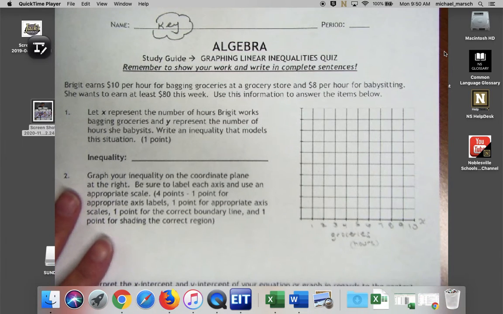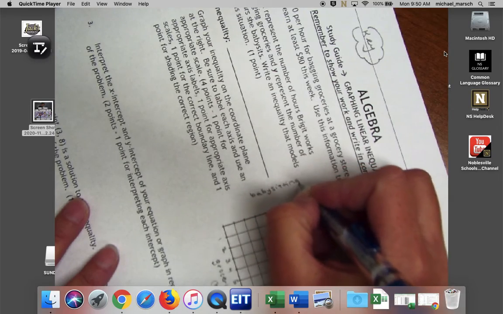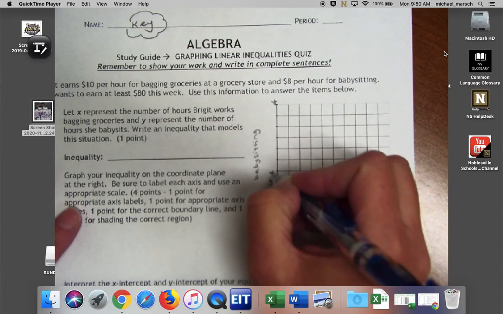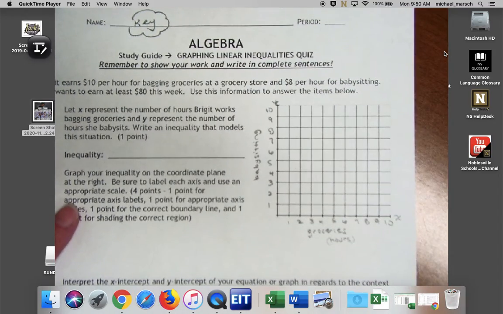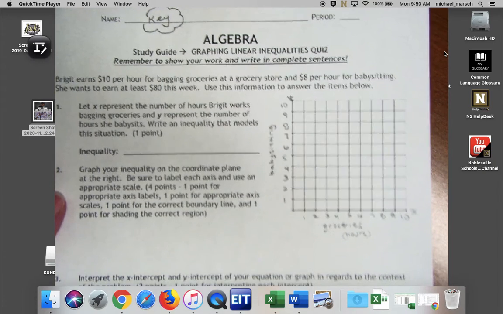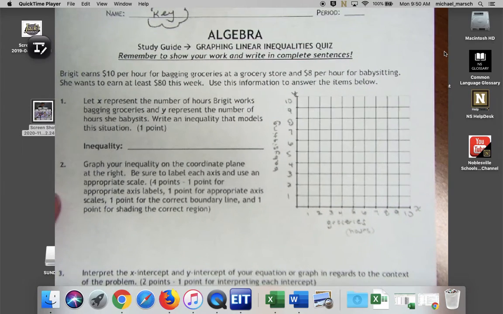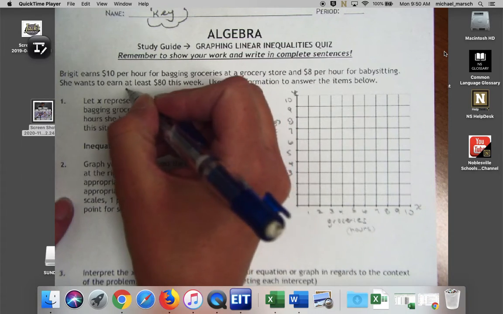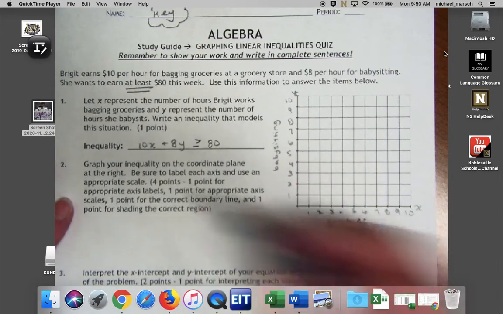Okay. And Y represent the number of hours she babysits. So I'm going to write babysitting, because that's my y-axis title, and I'm going to fill in by increments of 1. Okay, write an inequality that models the situation. All right, so she earns $8 per hour babysitting and $10 per hour bagging groceries. So 10x plus 8y, and she wants to make at least $80. So that's going to be greater than or equal to 80. So I've got my inequality here.